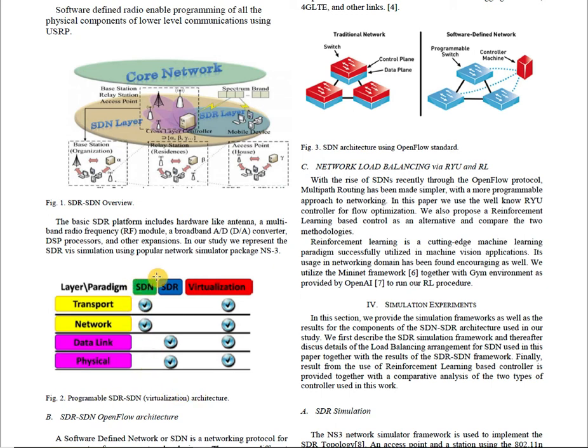As you can see, SDN is concerned with transport and networking. SDR, on the other hand, is concerned with data and physical layer. But SDN SDR virtualization unifies all of that, and it can address or control all these physical as well as network parameters together, including network transportation, data link, as well as physical.